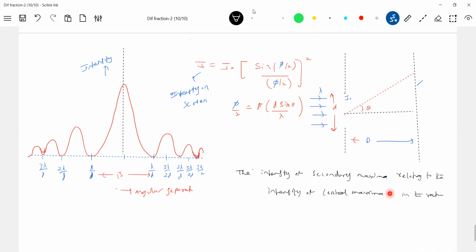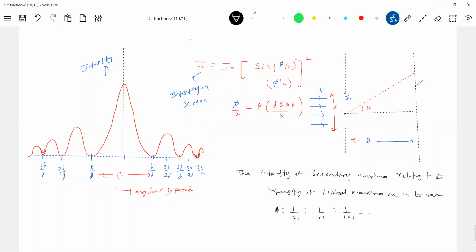Are in the ratio 1 by 16, 1 by 21. This will be like this and so on. So like this will happen: if there's an intensity of central maxima, the intensity of the next maxima, the intensity of the first maxima will be 1 by 21.